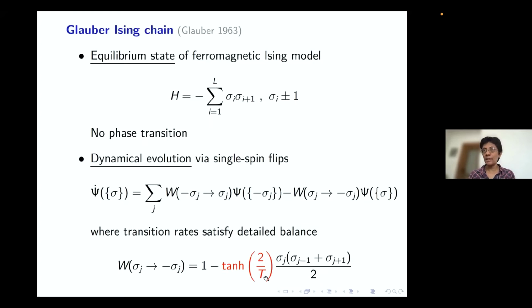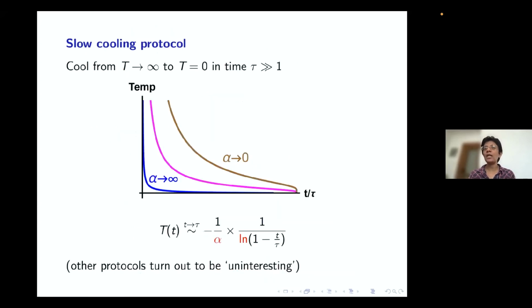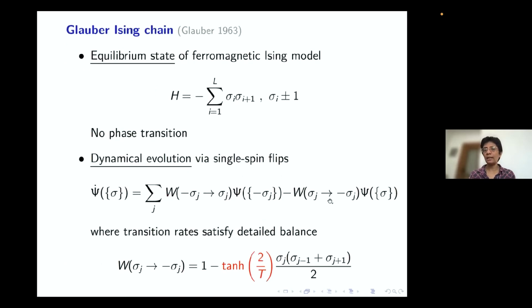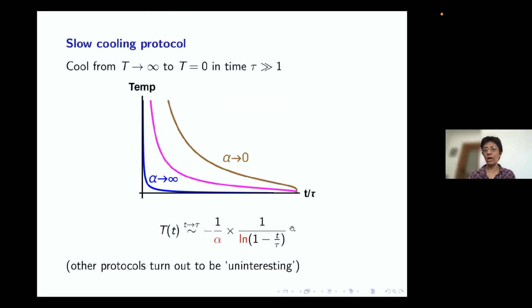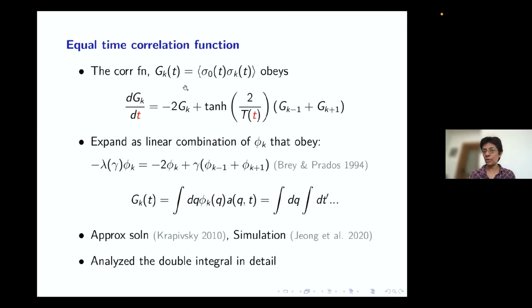Because we are saying the temperature is changing with time, we have to choose a cooling protocol. So we quench the system from infinite temperature to zero temperature in a finite time tau according to this protocol. It's like one over a logarithm, and there is this factor in front, this number alpha. Small alpha means that the finite time quench is slow, and large alpha means that the finite time quench is fast. So we just put all this together: we go back to the master equation, use this cooling protocol, and write down the equation for the two-point correlation function, the equal time correlation function.